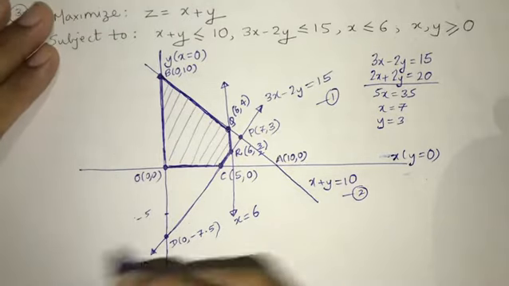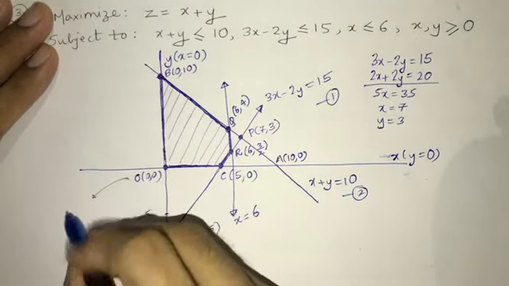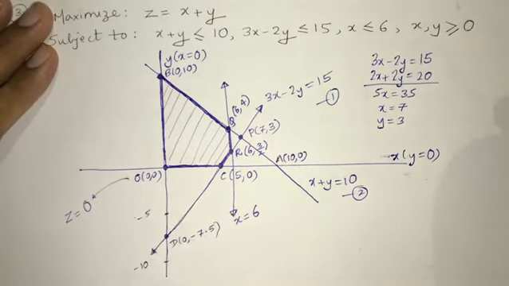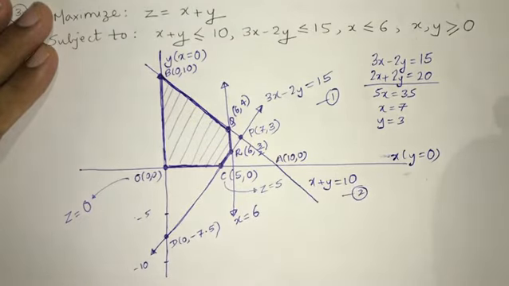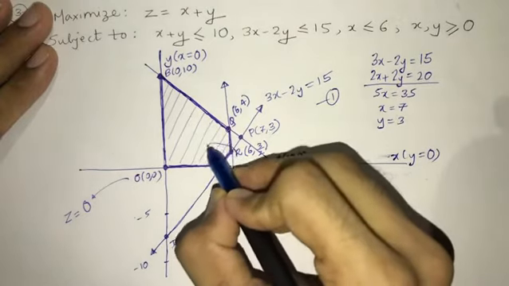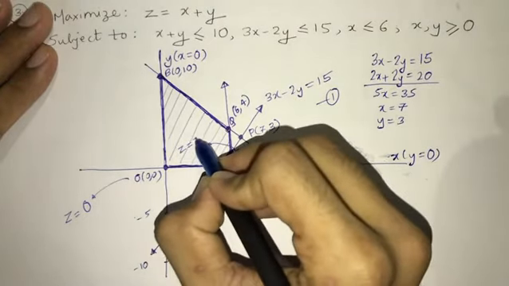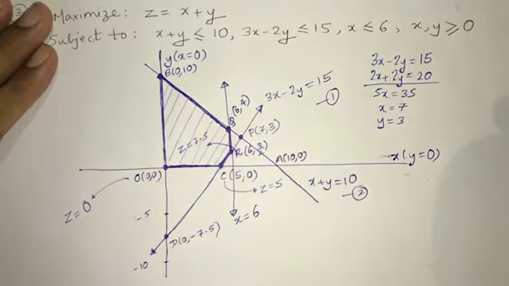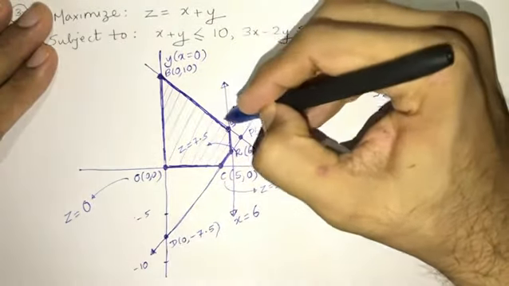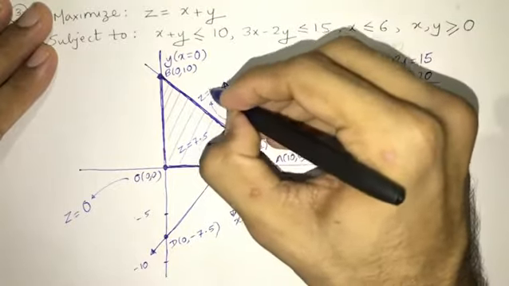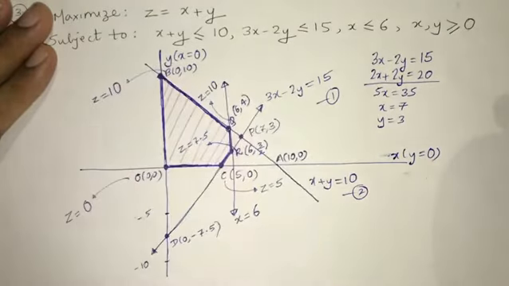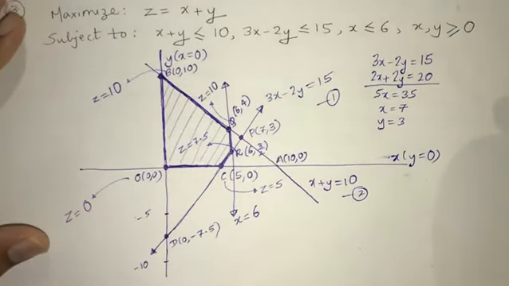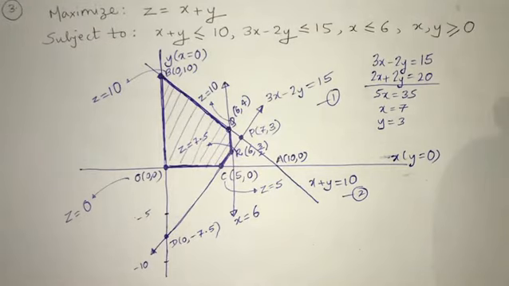So I'll have to find the values of z everywhere. The value of z at the origin will be 0. The value of z at C will be 5. The value of z at R will be 6 plus 1.5, that is 7.5. The value of z at Q will be 10. The value of z at B will be 10 again. At Q, 6 plus 4 is 10. At B, 0 plus 10 is 10.